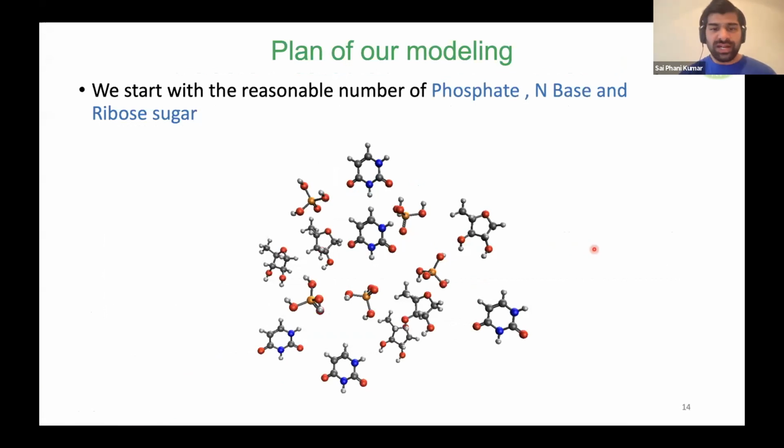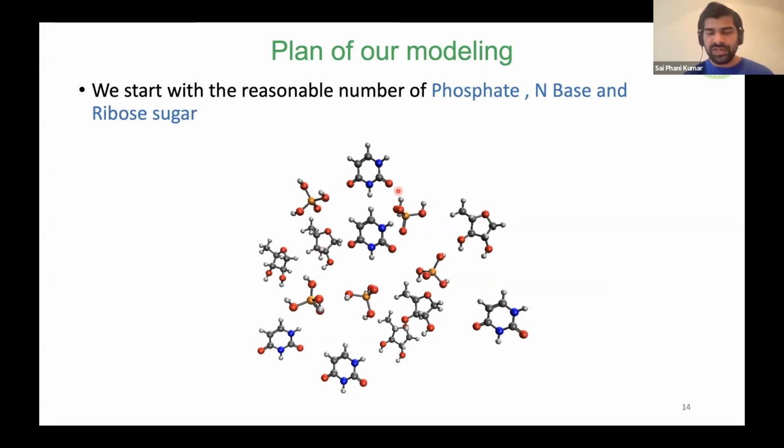Coming to the quantum perspective, the plan of our modeling: we start with a reasonable number of phosphates, nucleobases and ribose sugar molecules. Let's assume we started with three molecules of each, three phosphates, three nucleobases and three ribose sugars, and see how they interact. From a computational perspective, we need to specify the particular type of interaction, because they may not interact in that way if we just allow them to interact.